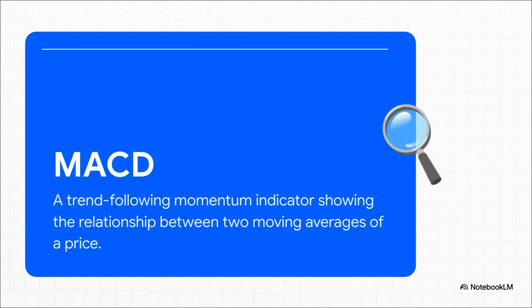So what is the MACD, really? It stands for Moving Average Convergence Divergence, which sounds complicated. But the idea behind it, from its creator, Gerald Appel, is actually pretty genius. It just watches the relationship between two different moving averages of a price. By seeing how they pull apart or converge, the MACD gives us the market's underlying pulse. It's not just about direction. It's about the strength behind the move.